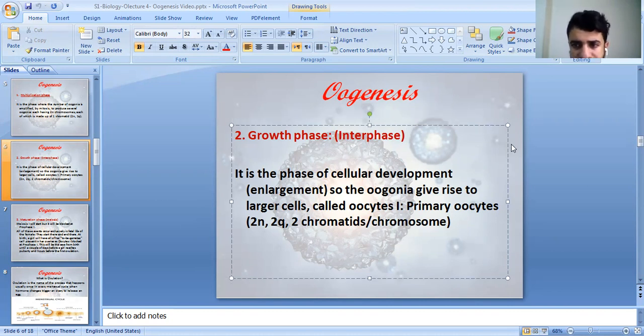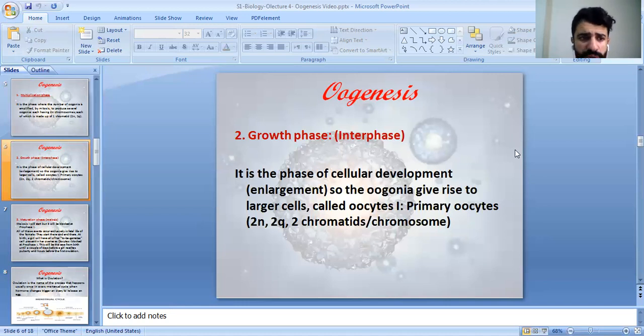So let's repeat this. The growth phase, also called interphase, is the phase of development and enlargement of the oogonia. They will give rise to larger cells called primary oocytes. They have 2N, 2Q, 2 chromatids per chromosome. So till now, we have the multiplication phase, which is the first phase, and the growth phase, where the oogonia give rise to oocyte 1.